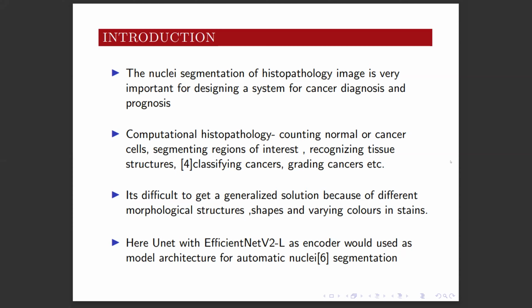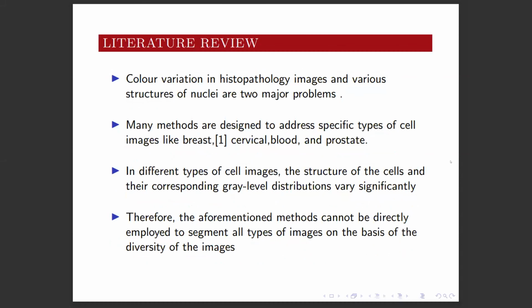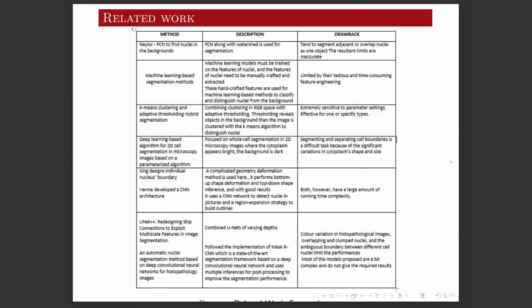So in my work, I am using UNET with EfficientNet V2L as encoder as the model architecture for automatic nuclei segmentation. Coming to the literature review, as I said before, color variation in histopathology images and various structures of nuclei are two major problems in this area. Many methods are designed to address specific types of cell images like breast, cervical, blood, and prostate. In different types of cell images, the structure of the cells and their corresponding gray level distributions vary significantly, so the aforementioned methods cannot be directly employed to segment all types of nuclei.